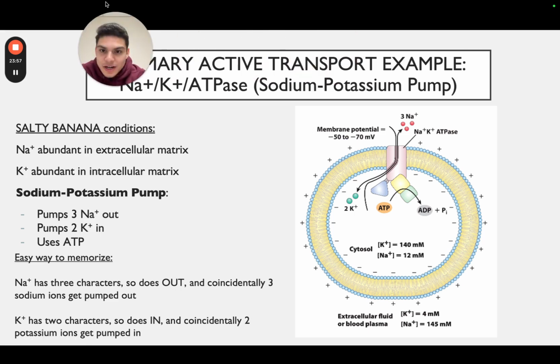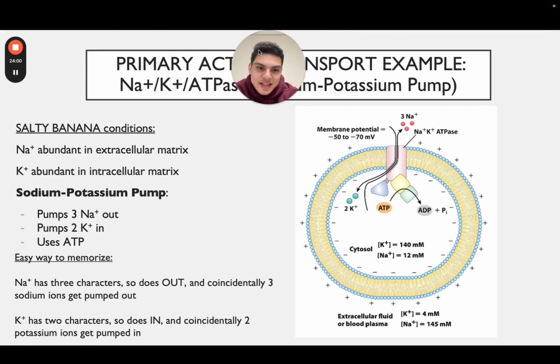Primary active transport, this is the sodium-potassium ATPase. You guys should be very familiar with this already. So just to give some context, we're talking about a neuron. It's a salty banana, meaning salty on the outside, and the banana, we know that we eat it for the high potassium. So the inside is going to have high potassium.